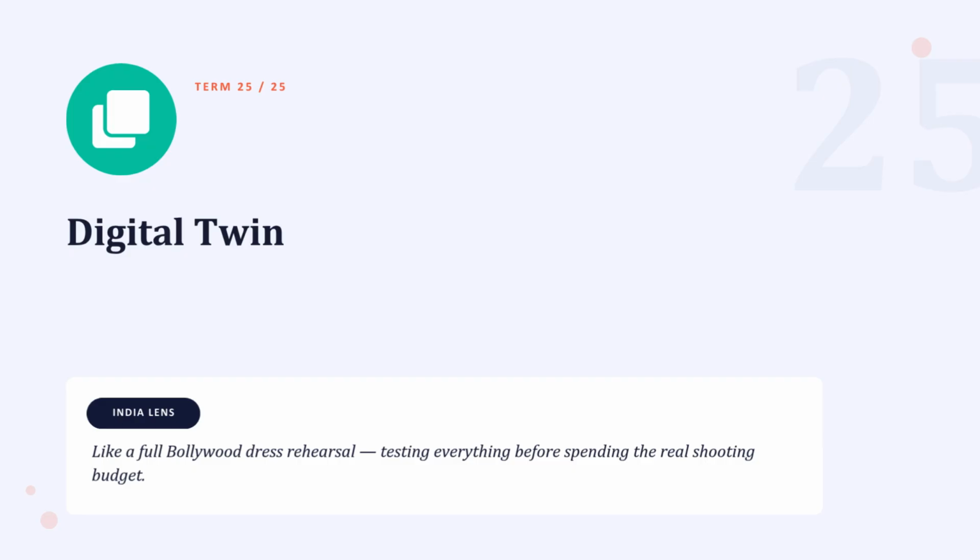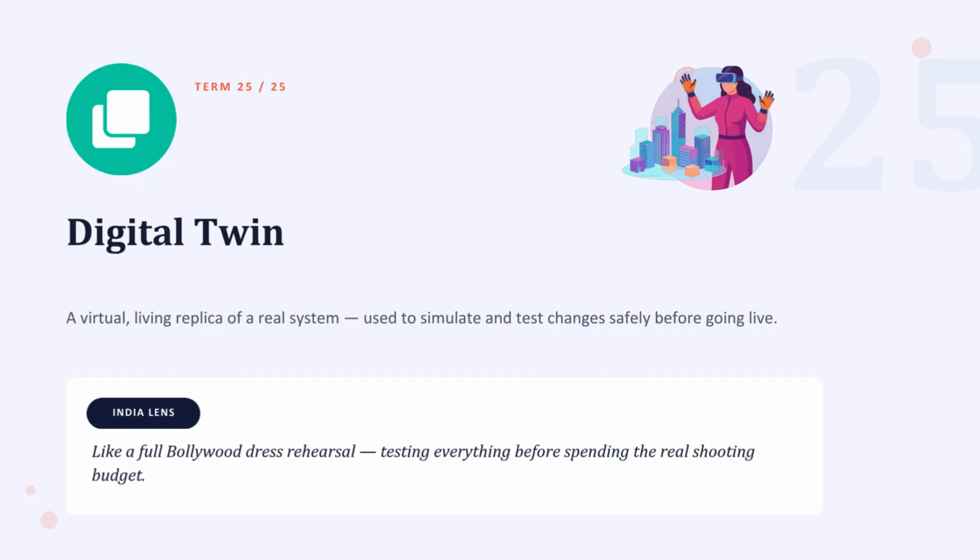Here comes the last one, digital twins. Before any big Bollywood dance sequence is shot, there's always a full dress rehearsal, testing the lights, costume, and choreography without spending the real shooting budget. A digital twin is a virtual living replica of a real physical system: a factory, a machine, even a city's entire traffic network, used to simulate and test changes safely before applying them in the real world. Indian manufacturing plants and even Indian Railways are now experimenting with digital twins to predict failures before they really happen in real life.